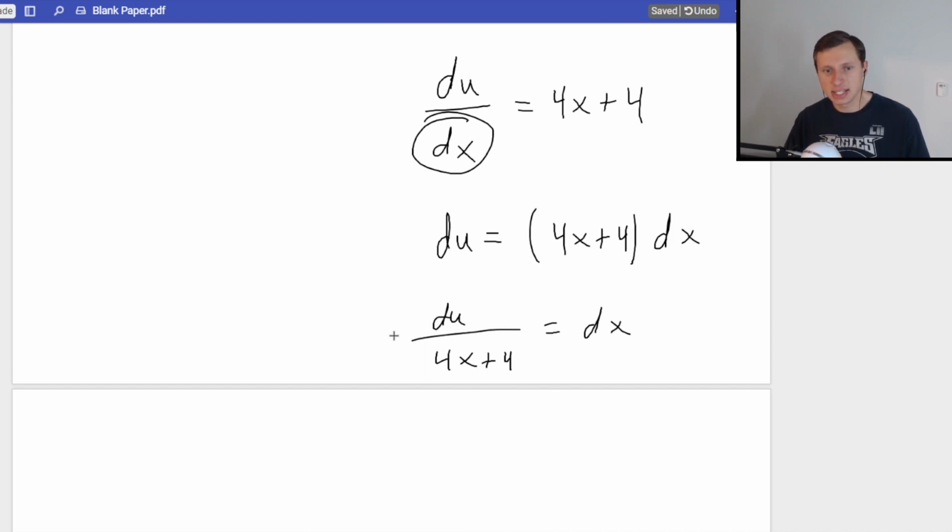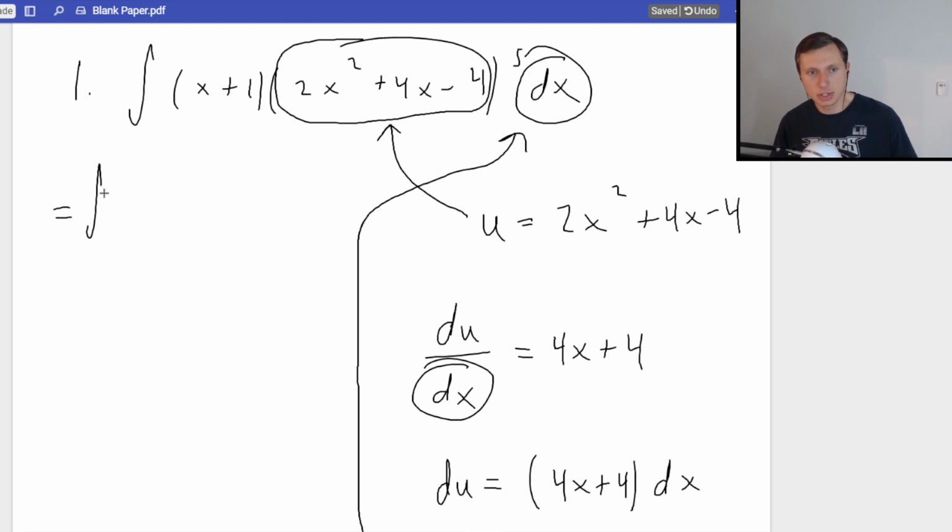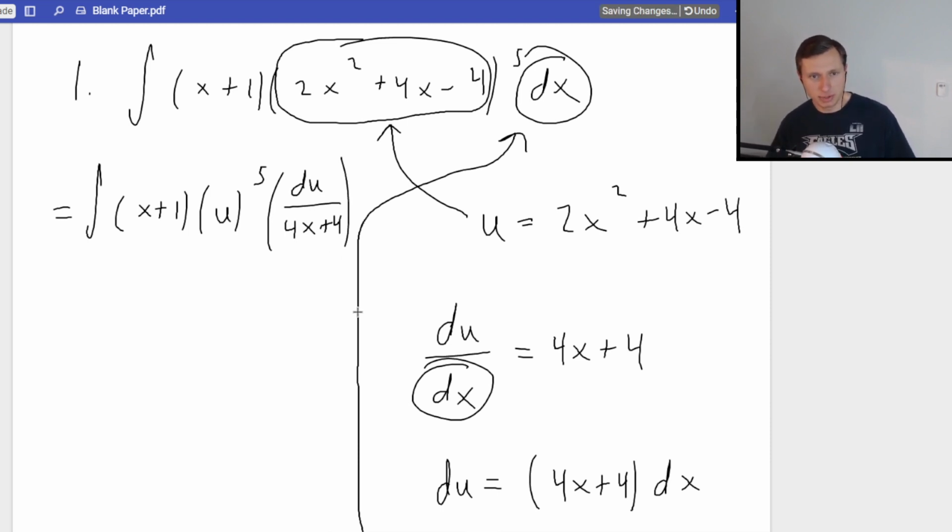Now I have my dx. I can plug it in right there. And I'm also going to plug in my u for the u substitution. This is starting to get cluttered. Let me rewrite this. I have the integral of quantity x plus 1 times the 2x squared plus 4x minus 4 got replaced with u to the 5th. And then dx we just said got replaced with du divided by 4x plus 4. Now, at this point, I'm going to give you a second to write this down.